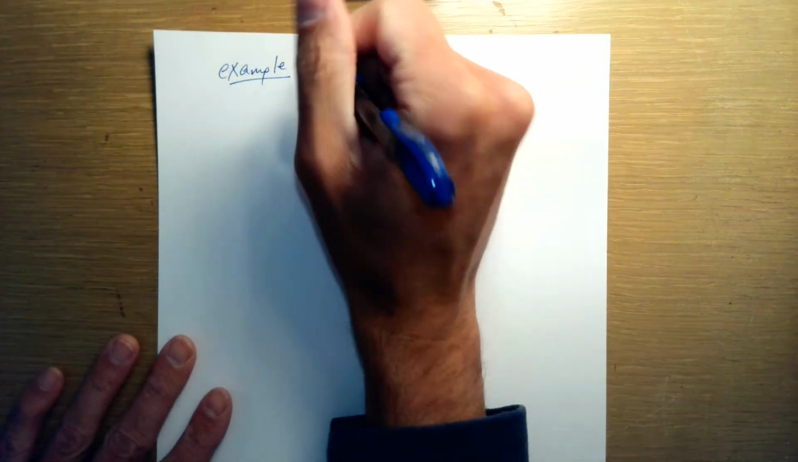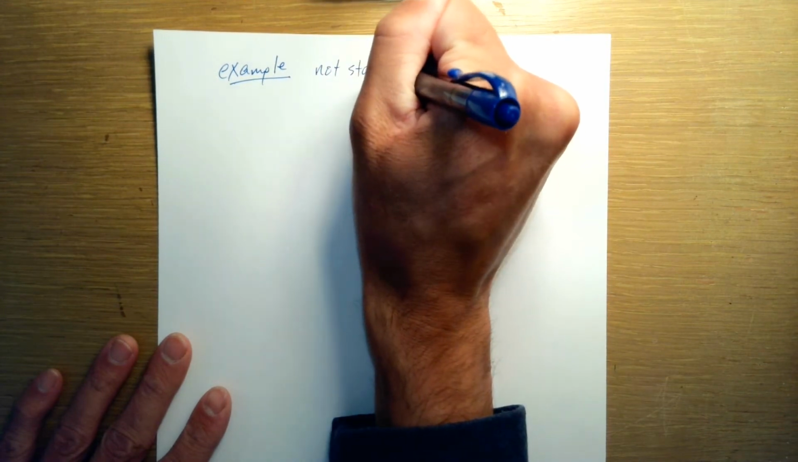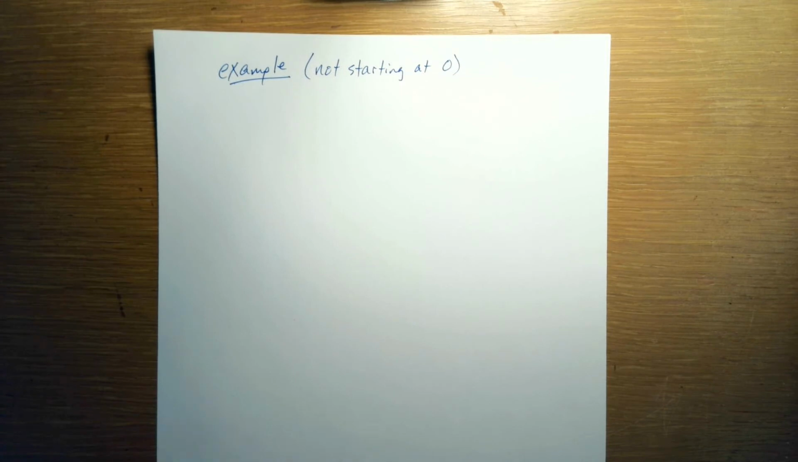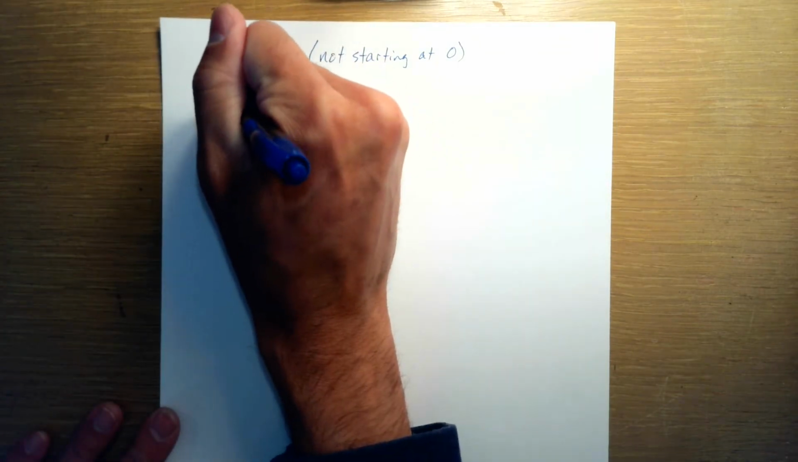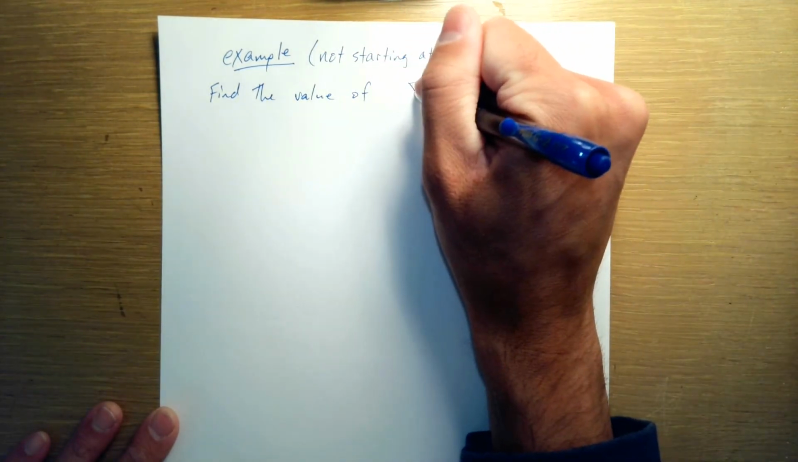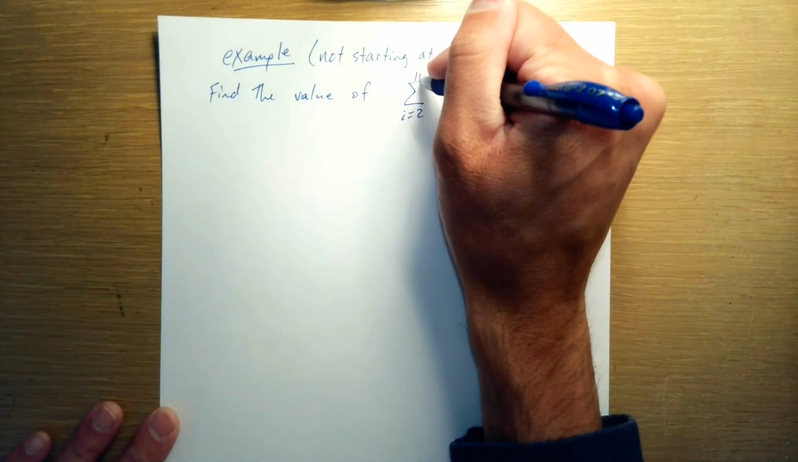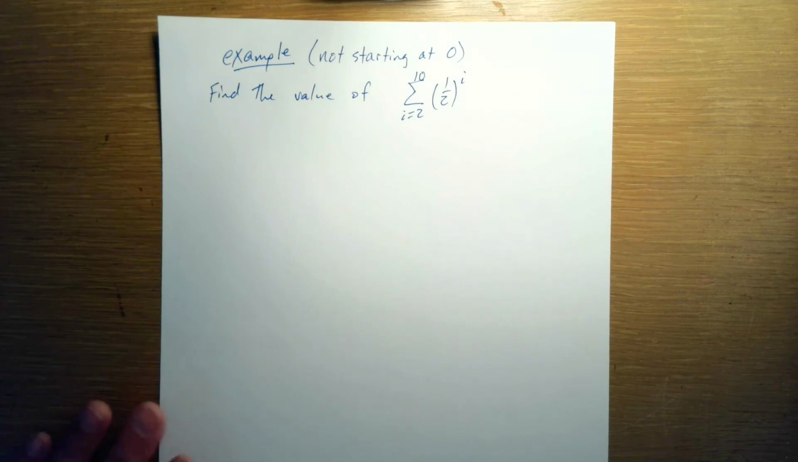Okay, let's try another example. For this one, I want to give you an example where you don't start at 0. If the series doesn't start at 0, it's not fitting into the standard form, and so our answer is going to be skewed just a little bit. Let's say our question is to find the value of this series, the sum where you start now at 2 instead of at 0, and we go to 10, and we have 1/2 to the i. Very similar to the first one, but we start at 2 instead of 0.